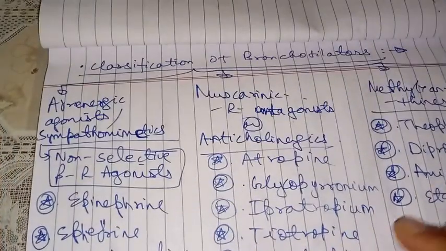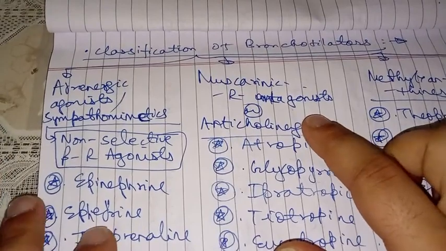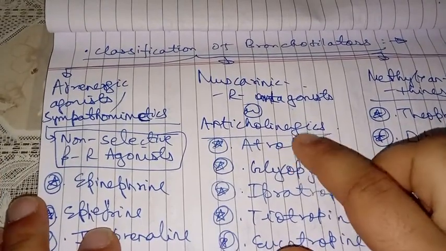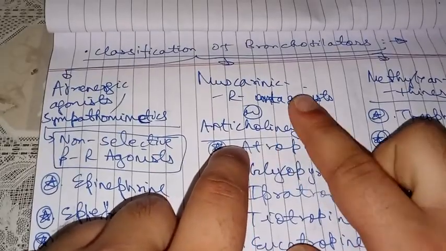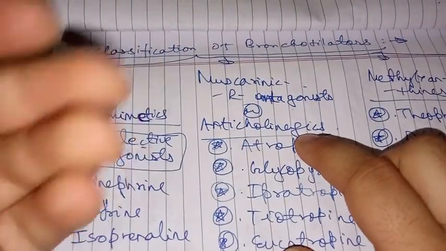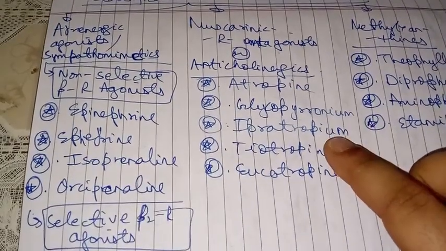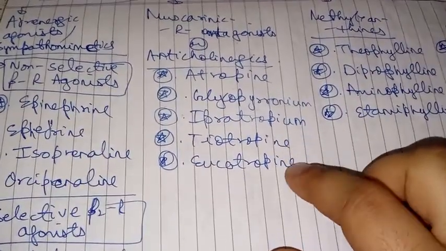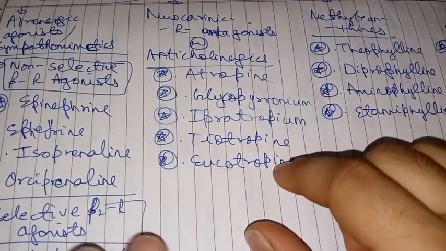Then we have the muscarinic receptor antagonists, also called anticholinergics. Very easy. Muscarinic receptor, that is parasympathetic, and anticholinergic, that is, these are antagonists. So anticholinergics oppose the effect of acetylcholine. The drugs are atropine, glycopyrronium, ipratropium, tiotropium, and eukotropine.